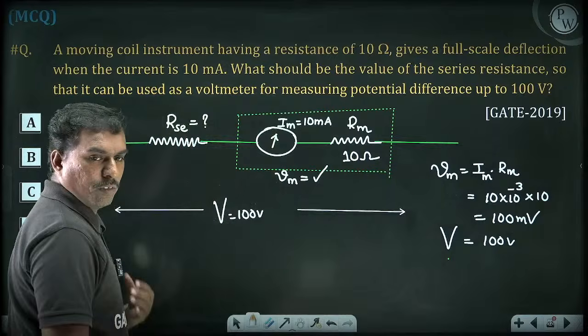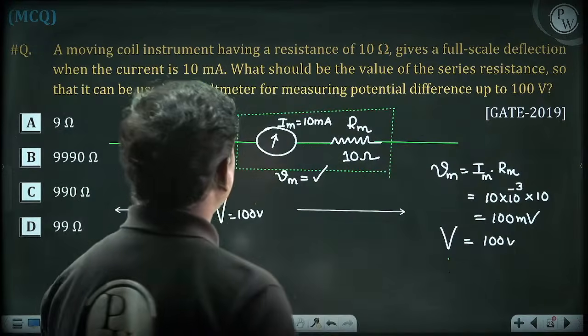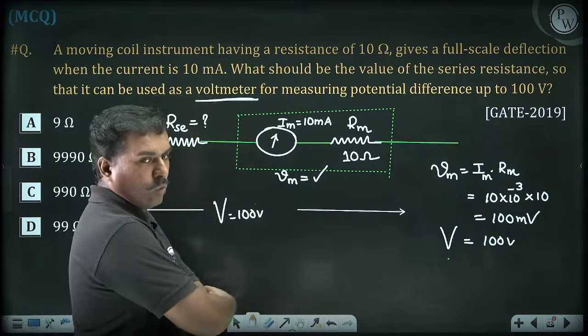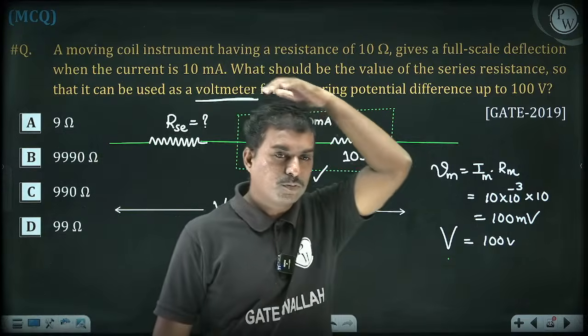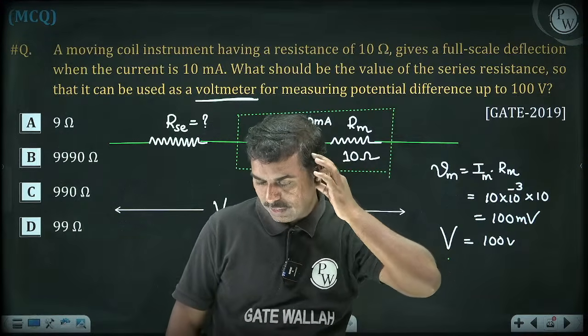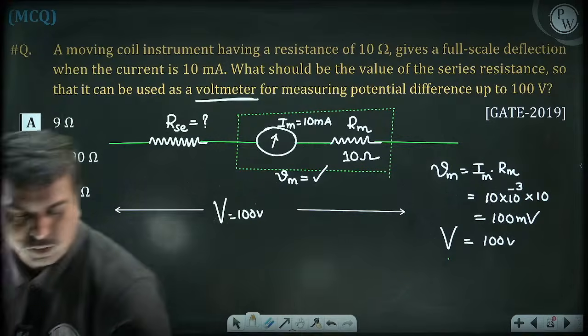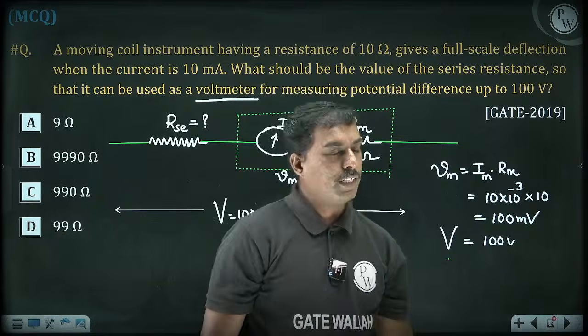Shunt? No, it's not shunt, it is series. For a voltmeter, we are not going for shunt. We have to go for series resistance. For a voltmeter, what do we have to do? We use series resistance. Series resistance is used for the extension of the voltage range. Okay, Rse we have to use.